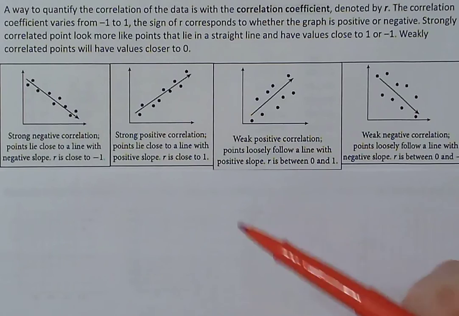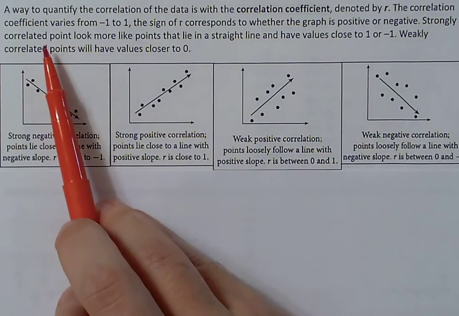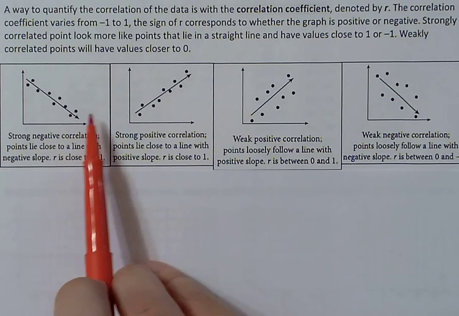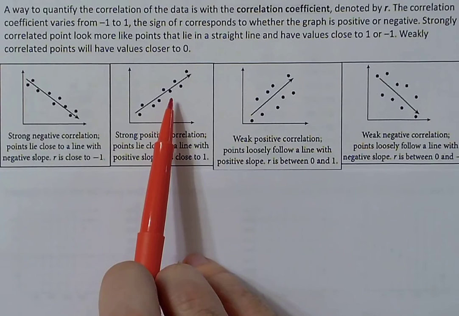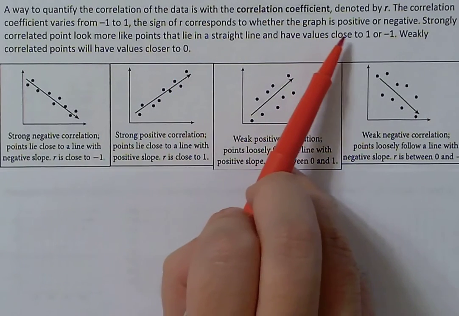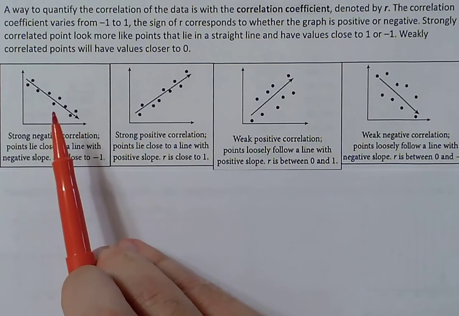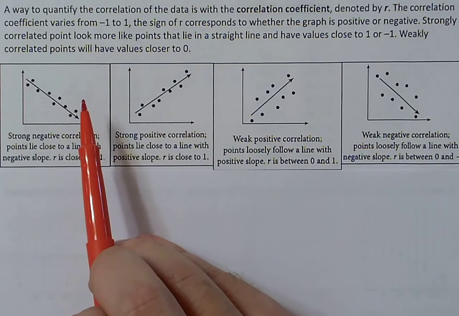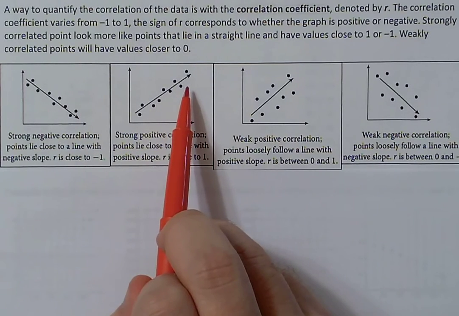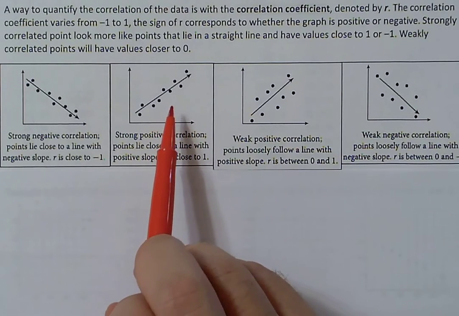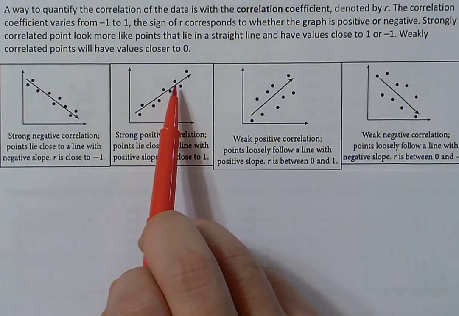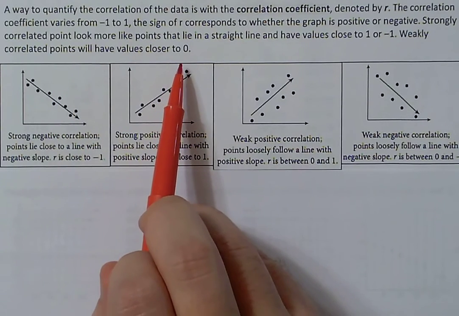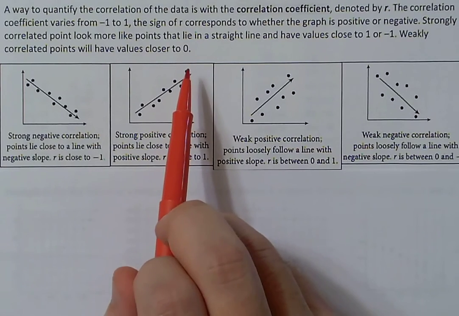Now, strongly correlated points look more like points that lie in a straight line. So this is a strong negative correlation, and this is a strong positive correlation. When we talk about strong correlations, those numbers are closer to 1 or -1. Now, 1 would indicate that it is all on the line. So 0.9 would indicate close to 1, but not exactly 1. So the stronger the correlation, the closer it is to a line, the closer that number should be to 1 or to -1. Weakly correlated points are closer to 0, like 0.5, -0.4, 0.3, and such.